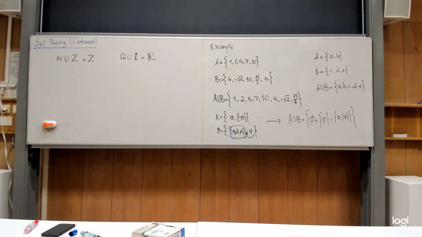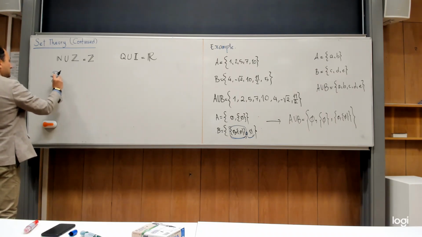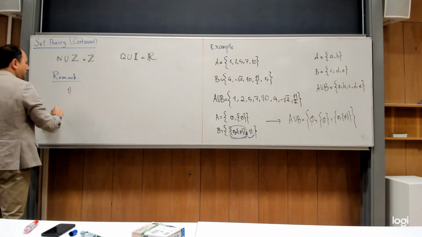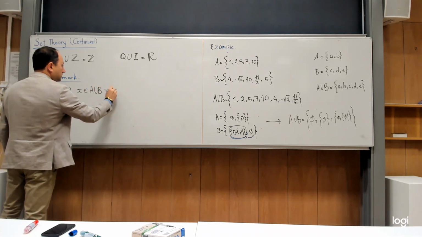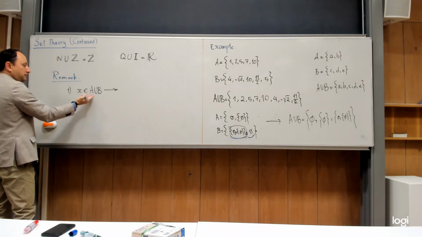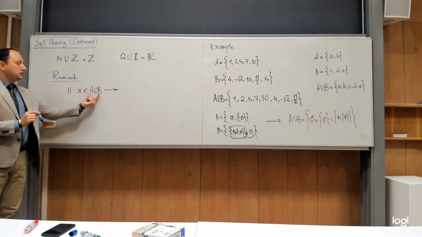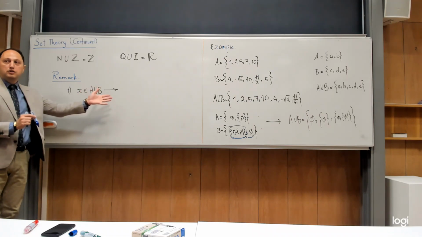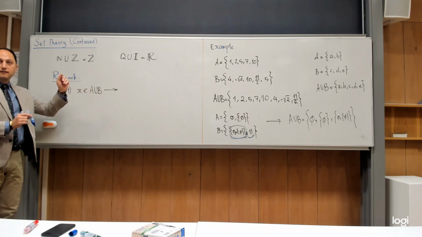But let us consider the properties of this. Let me write a remark first and I ask you to complete it for me. If someone tells me that X belongs to the union of two sets, what is a logical consequence coming after the definition? If I looked into the union and saw an element X there, what can I conclude logically?